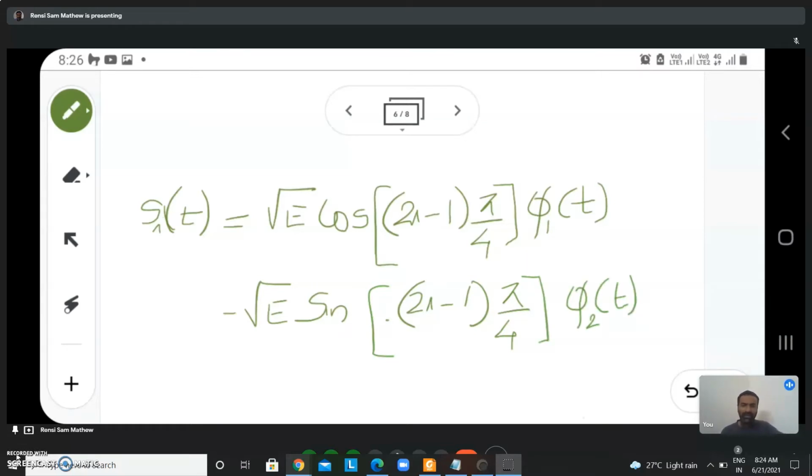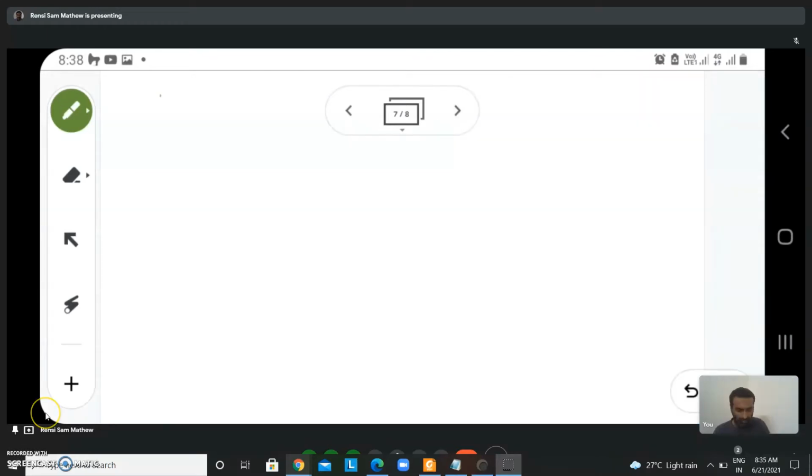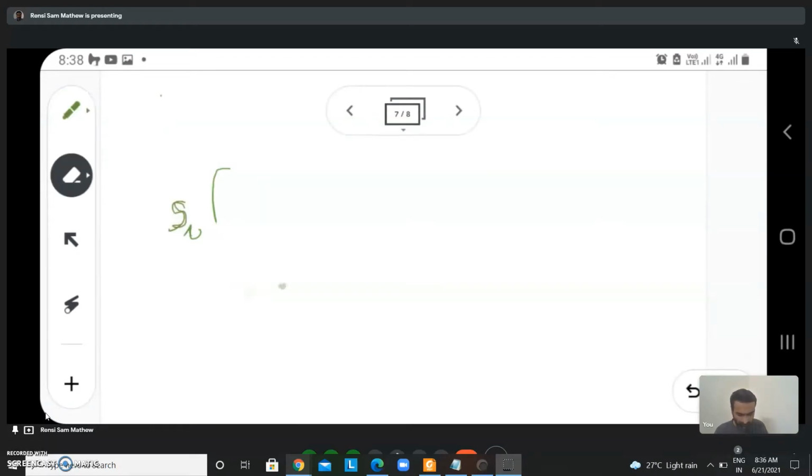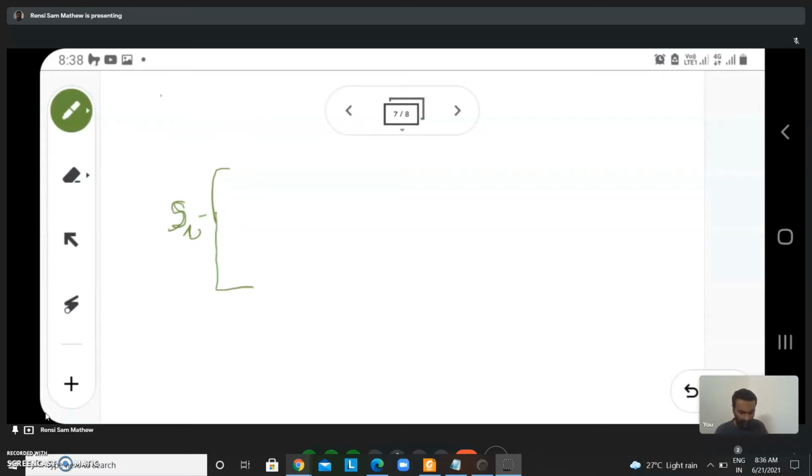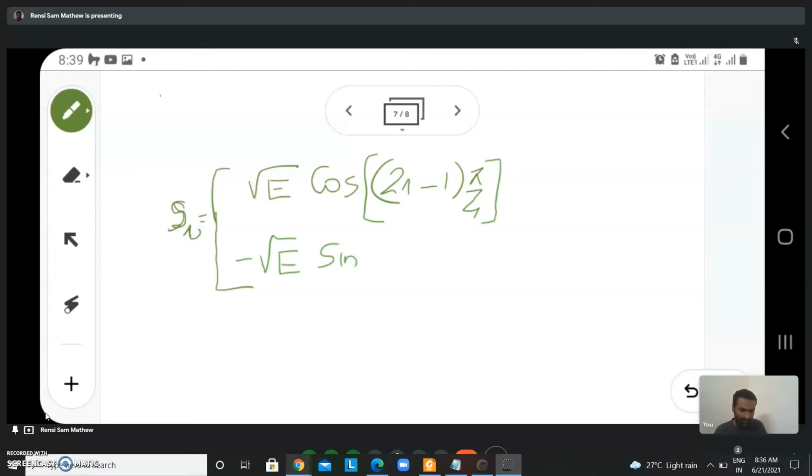So I have written my signal in terms of the basis functions. Now there are four possibilities, right? So I can write my signal coefficients as a matrix also. Signal points can be marked as a vector: square root of E into cos((2i minus 1) π by 4) and minus square root of E sine((2i minus 1) π by 4), where i is equal to 1, 2, 3 and 4.